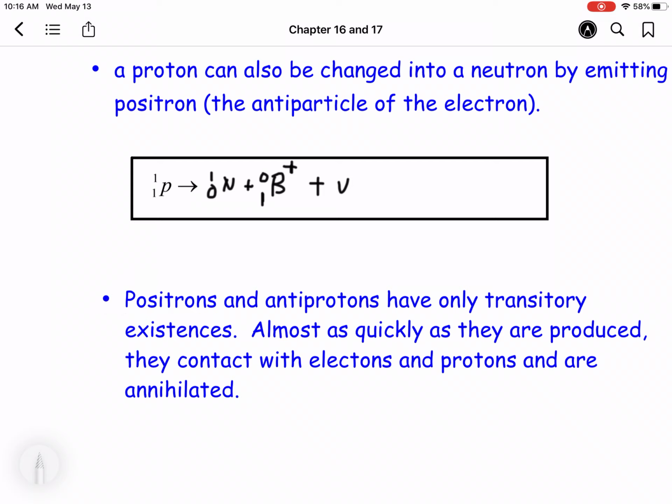Positrons and antiprotons, they have what's called transitory existences. What that means is that when you do create a positron, for example, it's going to come into contact with an electron very quickly. When a positron and an electron hit each other, since they're antiparticles of each other, they instantly annihilate. Okay, they annihilate, which means they destroy, they leave existence. All right. Why they do this, it's kind of confusing.